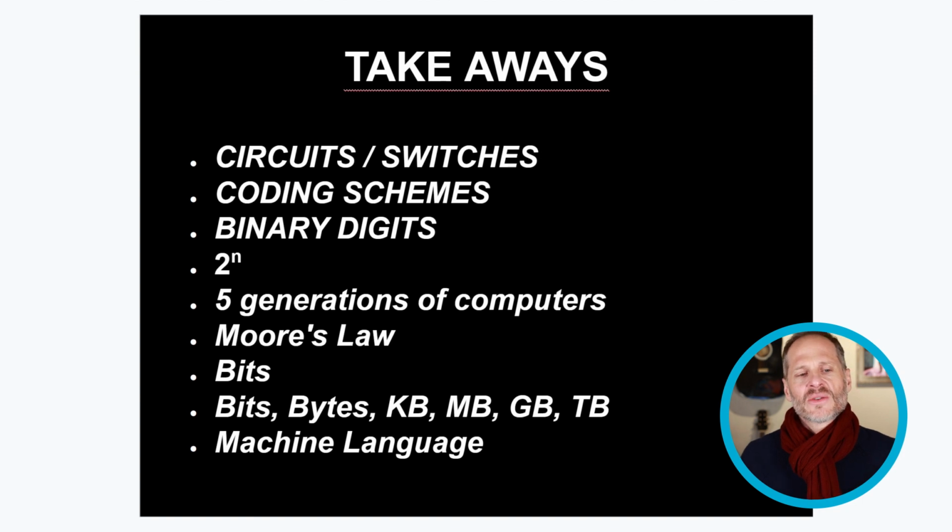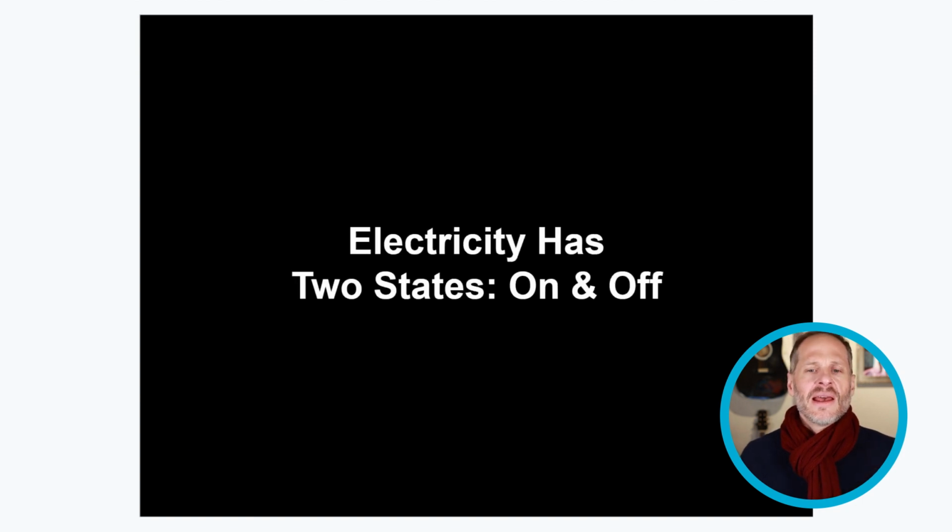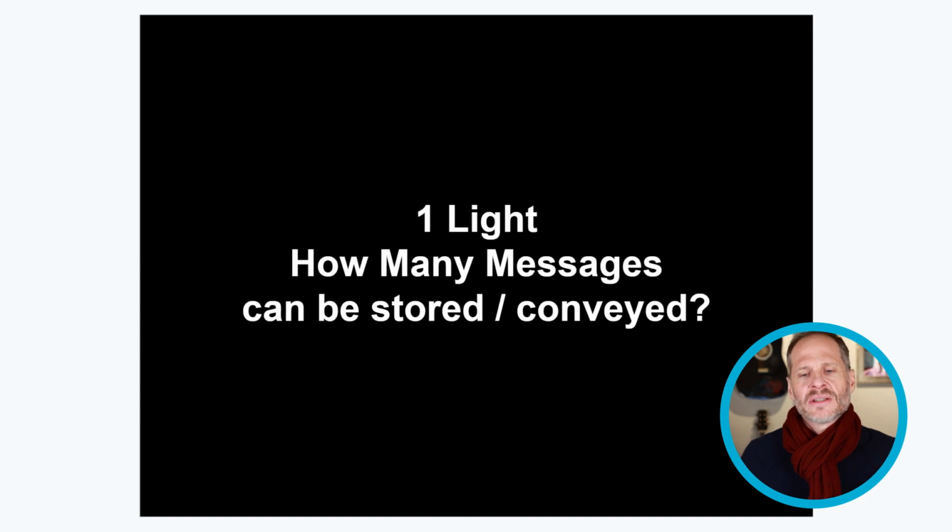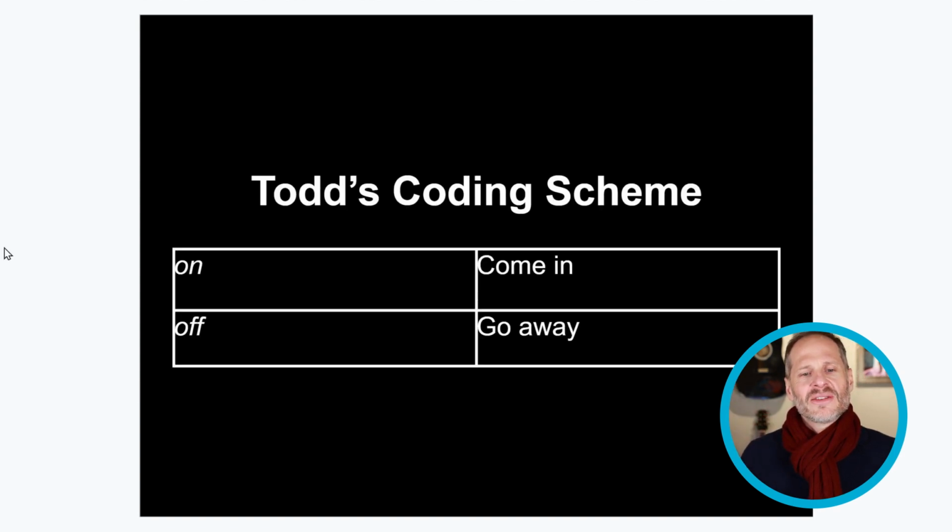And that's really how computers work, because computers run on electricity. And electricity has two discrete states, on and off. And depending upon those states, we could store and convey two messages. So if we have one light switch, one circuit, one switch, one transistor, those words are all interchangeable, right? We could store some kind of a coding scheme. And so here, if that switch is on, it means come away. If it's off, go away.